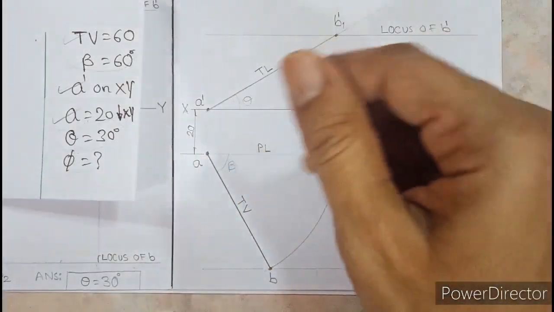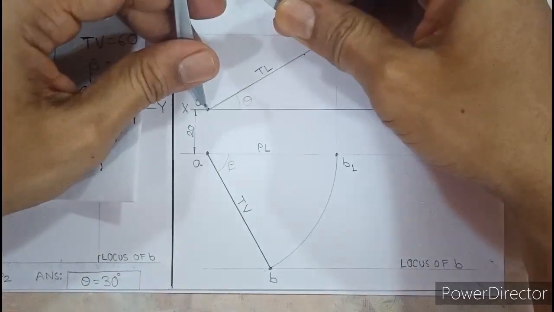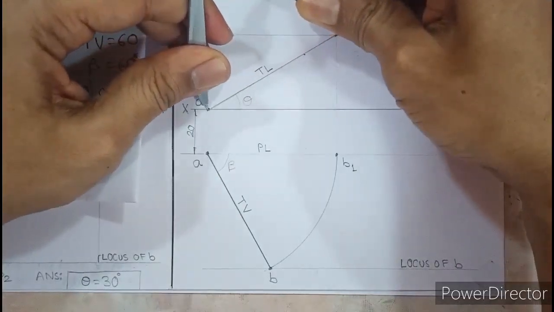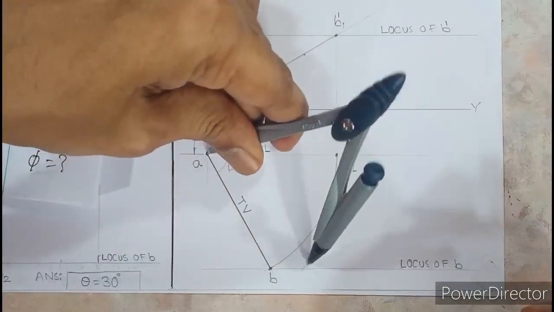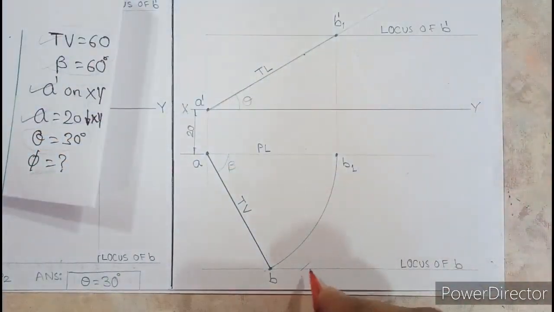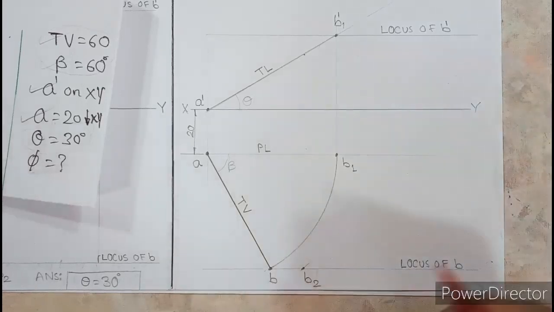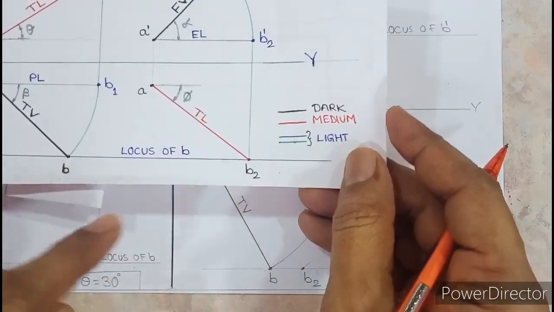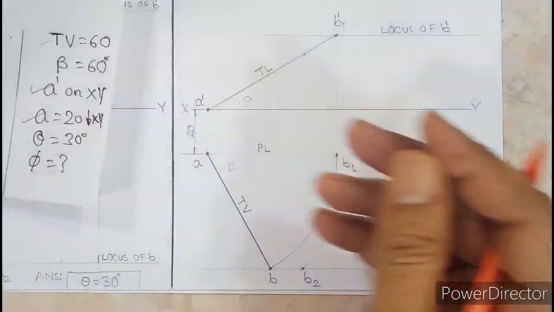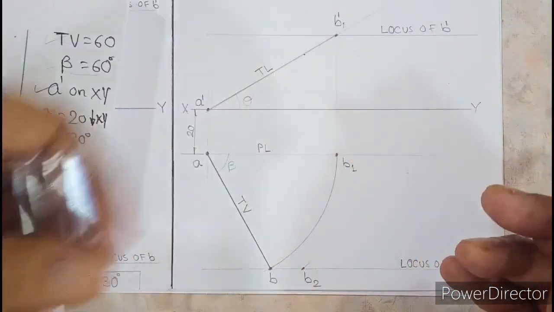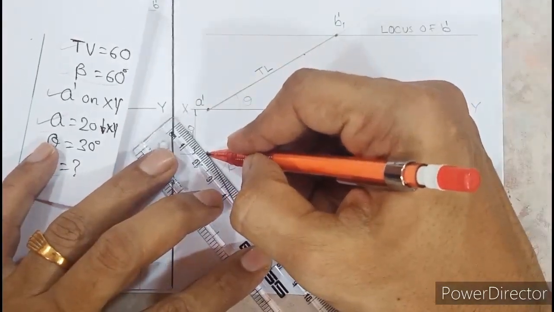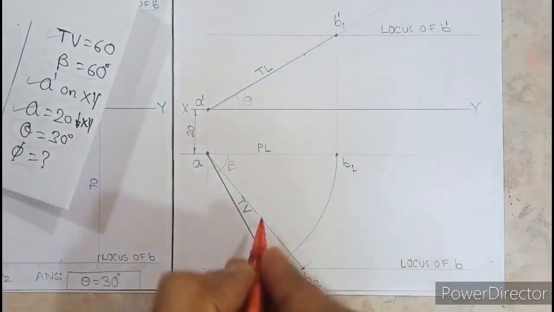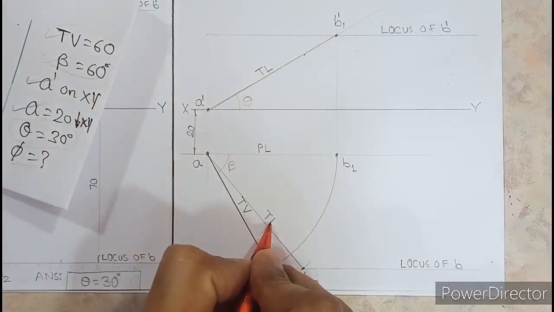Let's do that. I will take this true length in the compass from A dash to B1 dash, and from point A, I'll cut an arc down. Wherever this arc intersects the locus of B, that point is B2 as per the tool. Then join B2 with A to get the true length, and that should be medium dark. I will join this medium dark with B2, and I'll write TL above the line, along the line.